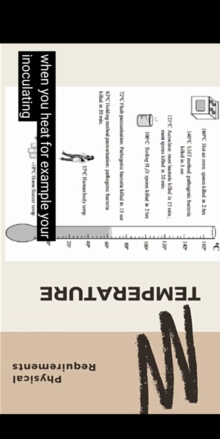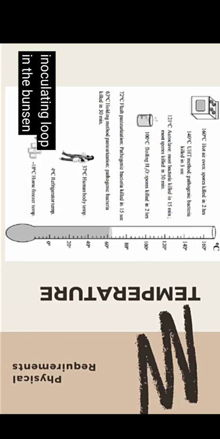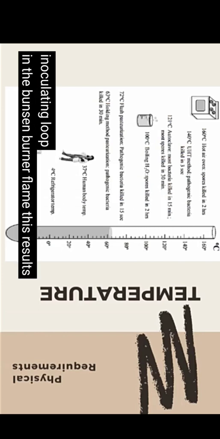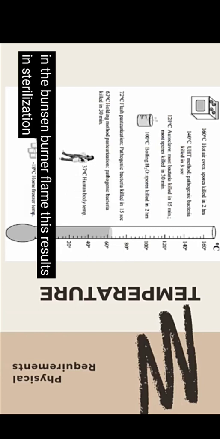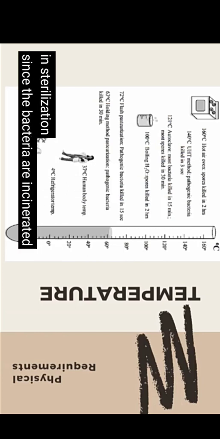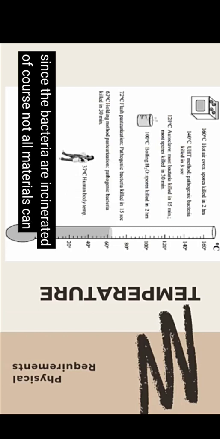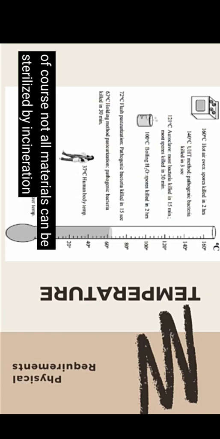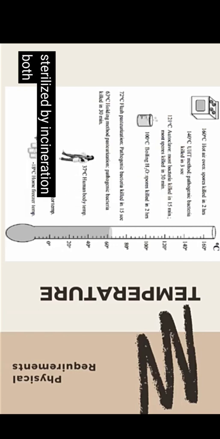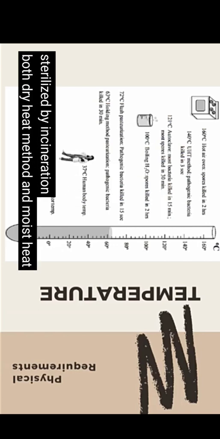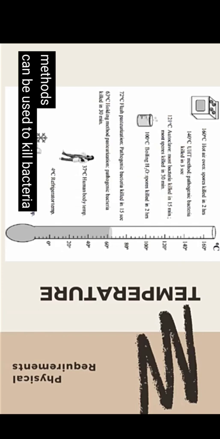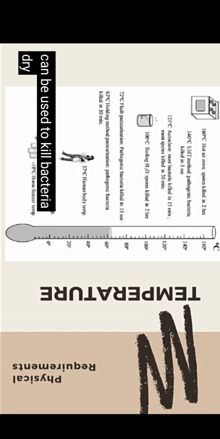When you heat, for example, your inoculating loop in the Bunsen burner flame, this results in sterilization since the bacteria are incinerated. Of course, not all materials can be sterilized by incineration. Both dry heat and moist heat methods can be used to kill bacteria.